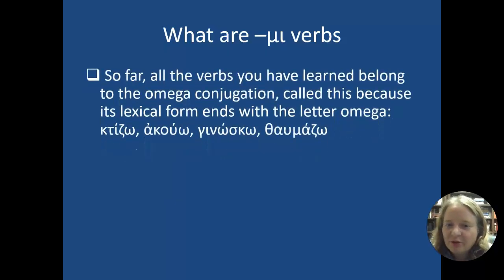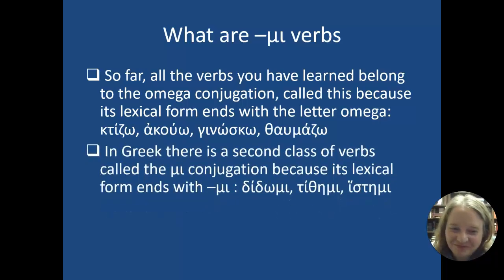So far, all the verbs you've learned belong to what we call the omega conjugation. So luo, pisteuo. Do you see how they all have that omega at the end? But now all of a sudden, in Greek, there is another class of verbs, and they have this ending mi. And so we call them the mi verbs. So didomi, and then the next two chapters cover tithemi and histemi. These are the most common ones.